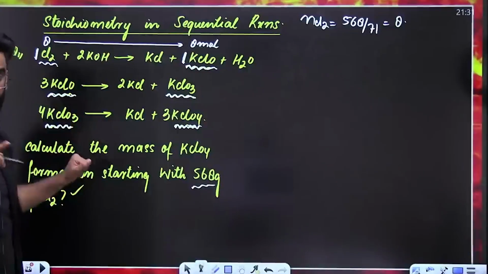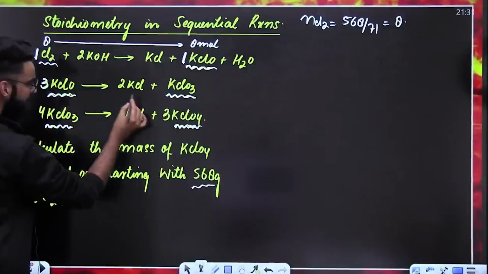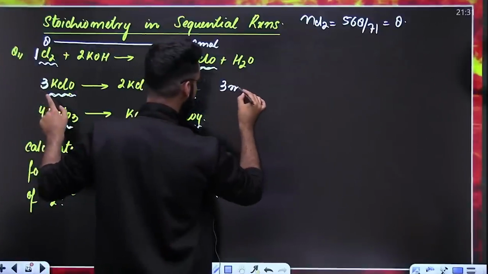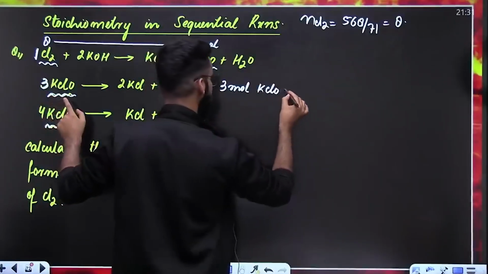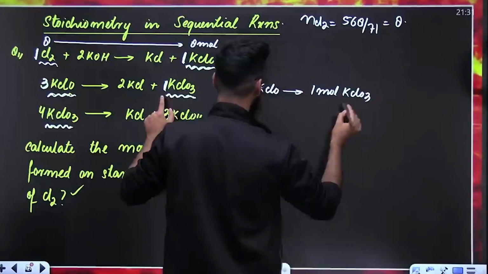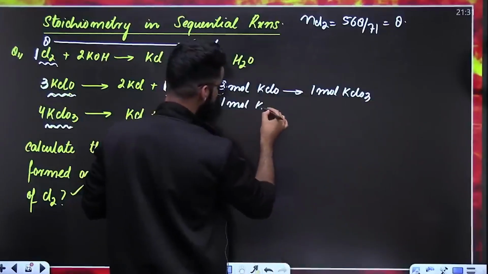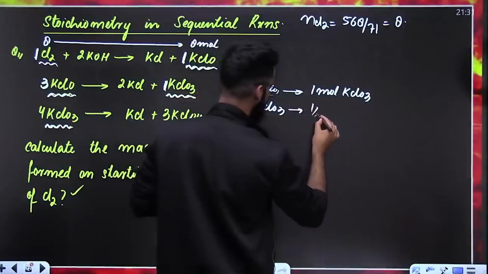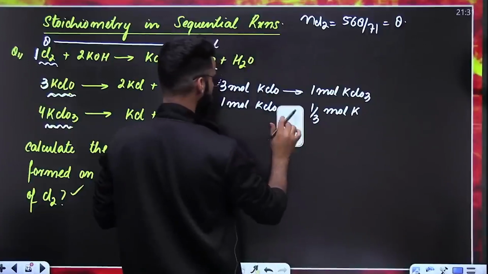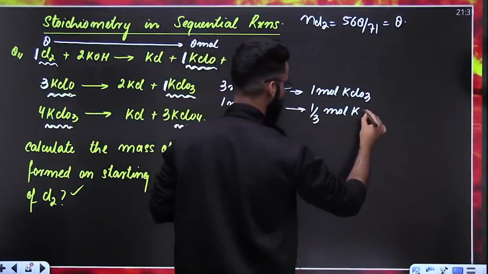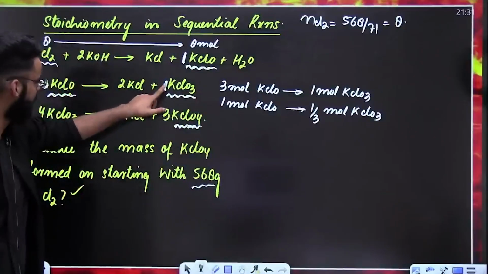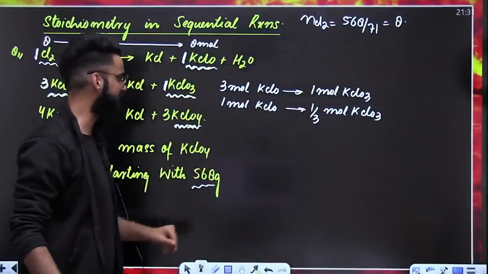And whatever KClO is being produced in the first reaction, same amount of KClO will be utilized in the second reaction. How exactly? See, this is 3 here, this is 1 here. From the stoichiometry, can I say 3 moles of KClO gives 1 mole of KClO3. Hey guys, it's simple. 3 moles of KClO gives 1 mole of KClO3. So 1 mole of KClO gives 1 by 3 moles of KClO3.